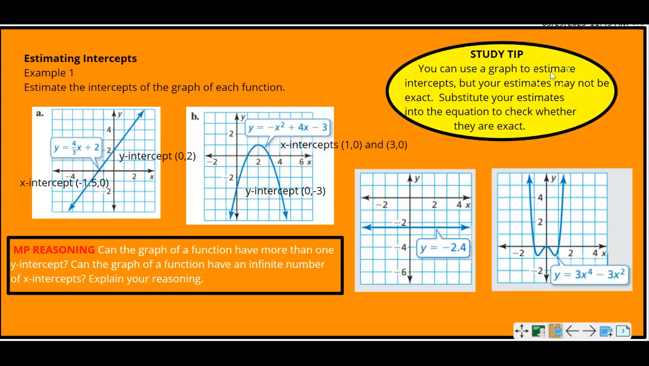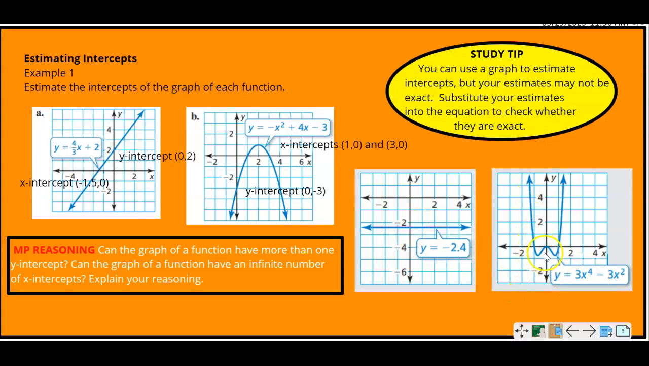All right, so you can use a graph to estimate intercepts, but your estimates may not be exact. You can substitute your estimates into the equation to check whether they are exact. For this example here, it would have no x-intercepts. It does not cross the x-axis. This is a horizontal line at y equals -2.4, so the y-intercept would be at -2.4. So no x-intercept, y-intercept -2.4.